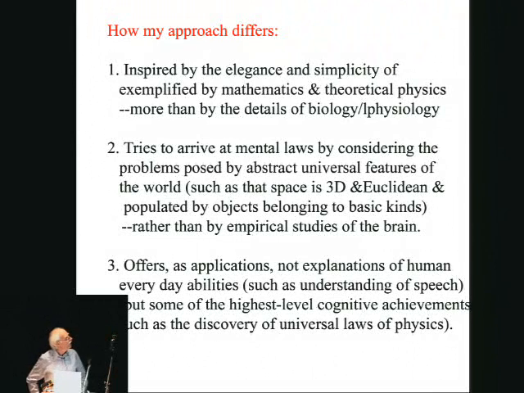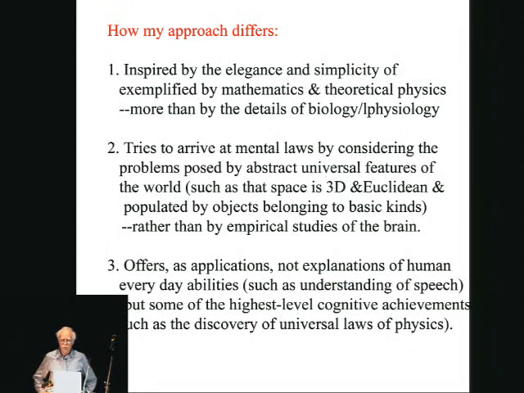They're just everywhere. And one of these is that space, at the biological scale, is locally three-dimensional and Euclidean. And it's populated with objects that belong to basic kinds, because it's in this kind of space, objects that have 6 degrees of freedom of rigid motion. So these are the things I start with, and I ask, well, what kind of a mind would be most effective in a world with just these very general abstract properties?